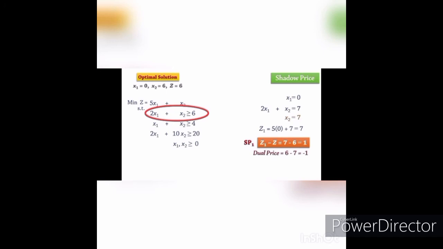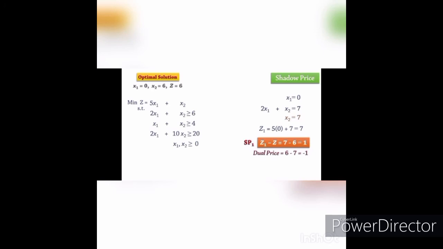So, like I said, to calculate the shadow price for a constraint graphically, we need to increase the right-hand side of the constraint by 1 and solve it with the equation of a binding constraint. And so, for constraint 1, we increase its RHS to 7 and solve it with x1 is equal to 0, and since x1 is equal to 0, x2 is equal to 7. So, our new objective function value is 7.